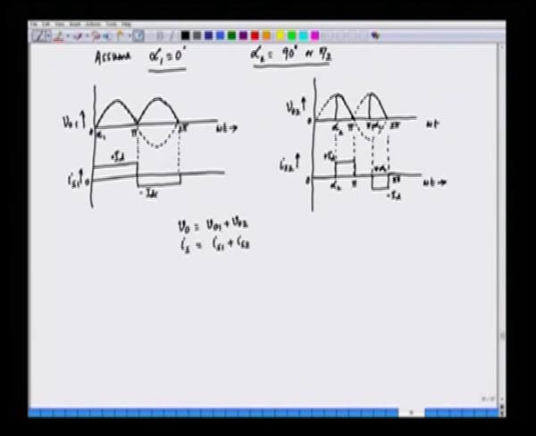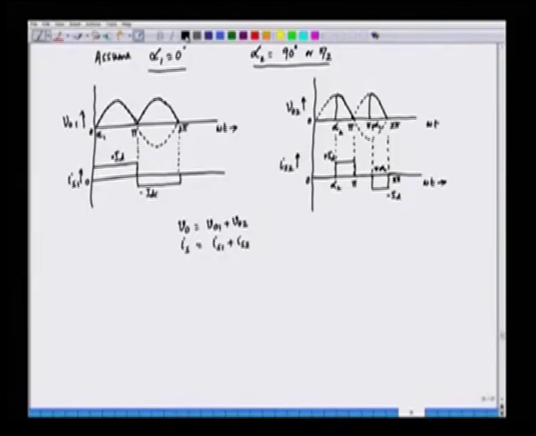Now, when we see the total converter, the total converter is a series combination of the two converters. The output voltages will be added, VO equal to VO1 plus VO2. The input currents will also be added, IS equal to IS1 plus IS2. Now, we will see the net output voltage and the net output current of this combination. So, if we see the net voltage and current, they will look like this.